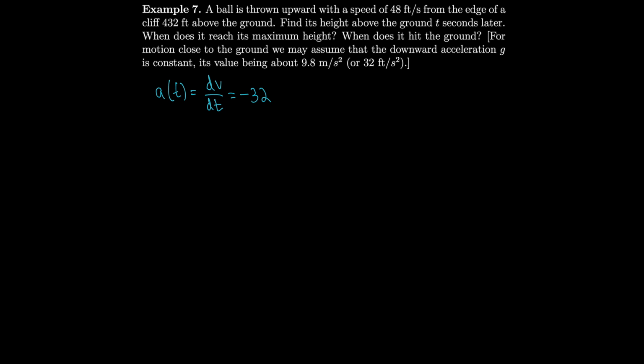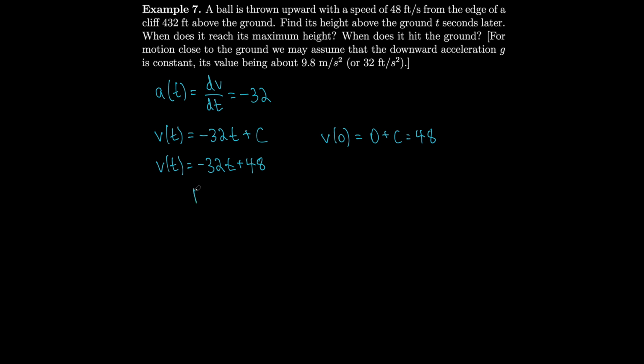Let's antiderive this to get velocity. So v of t would have to be minus 32 times t plus some constant. But we know that the initial velocity, it said, was 48 feet per second because that was our upward speed that the ball was thrown at. So that means that if we plug in 0 over here, we get 0 plus c would have to be equal to 48. So now we know that c is 48. So we can rewrite our velocity function without the arbitrary constant and with the specific constant of 48.